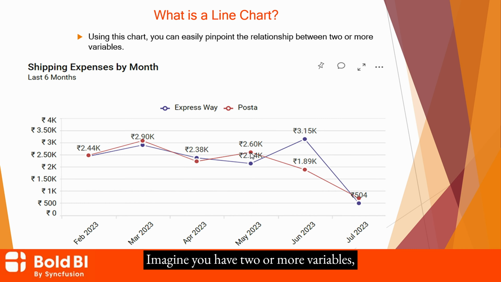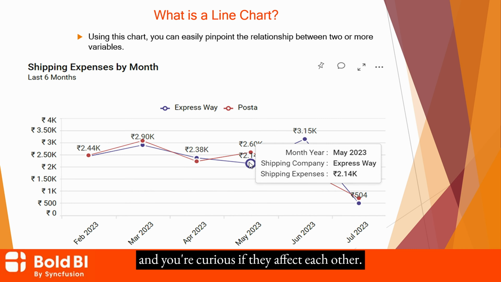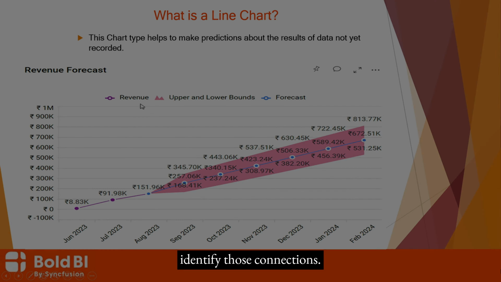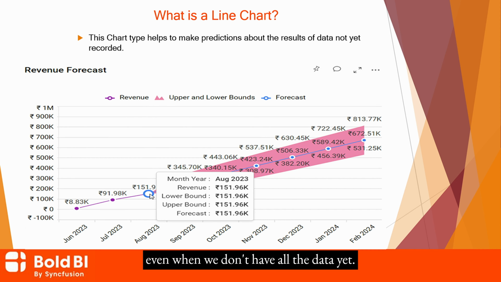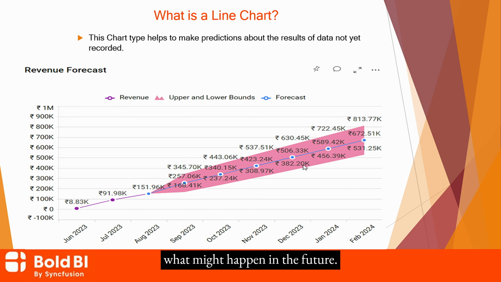Imagine you have two or more variables, and you're curious if they affect each other. The line chart helps us precisely identify those connections. Now, what's really interesting is that this chart can also help us predict outcomes, even when we don't have all the data yet. It's like having a sneak peek into what might happen in the future.